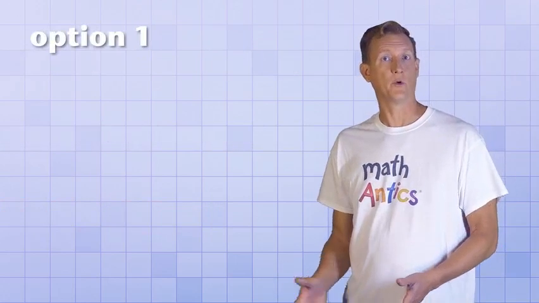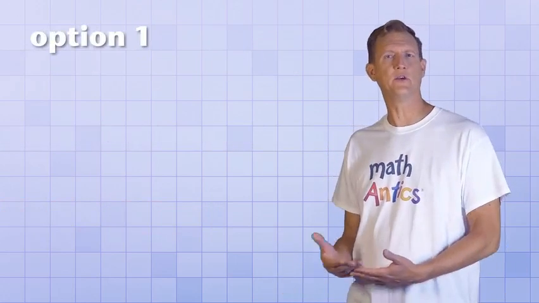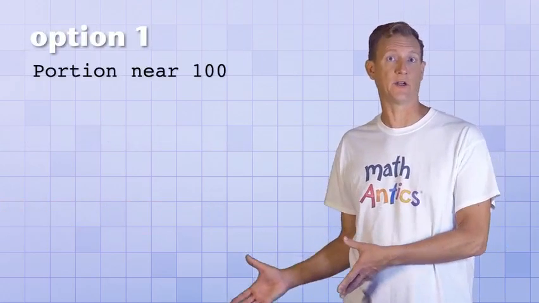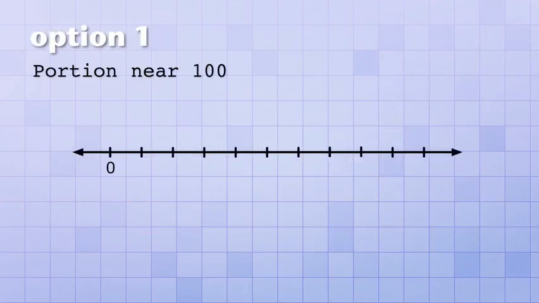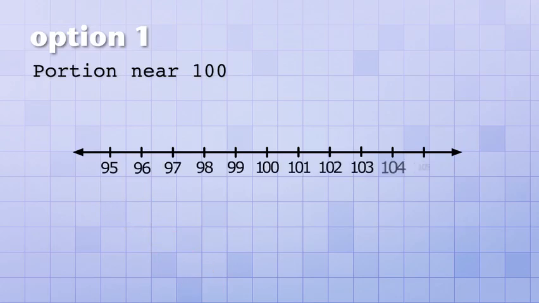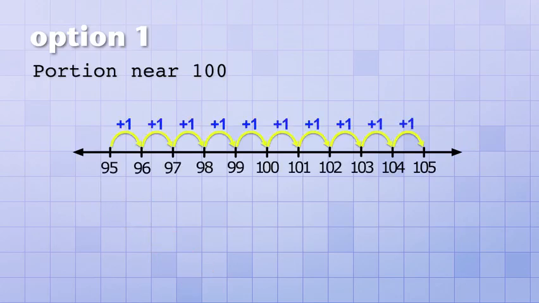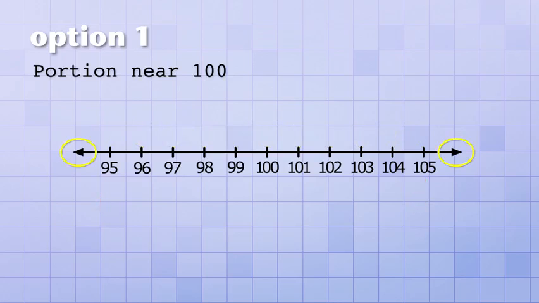The first option would work for situations where we only need to use a portion of the number line that's near 100. In that case, instead of starting our number line at 0, we could have it start at a bigger number, like 95, and increase by 1 until we get to 105 or so. All the marks are still 1 apart like the other number lines we've seen. We're just starting and stopping at different values. Notice that we have arrows on both sides now to show that the line keeps on going in either direction.